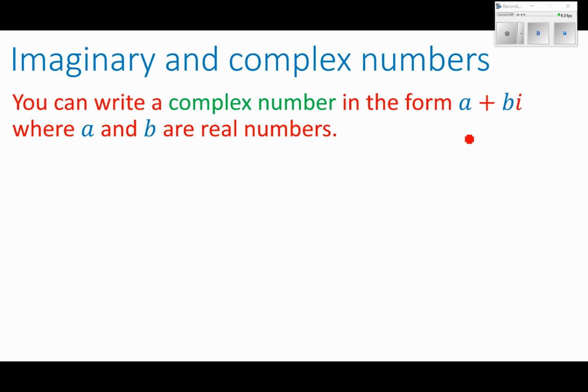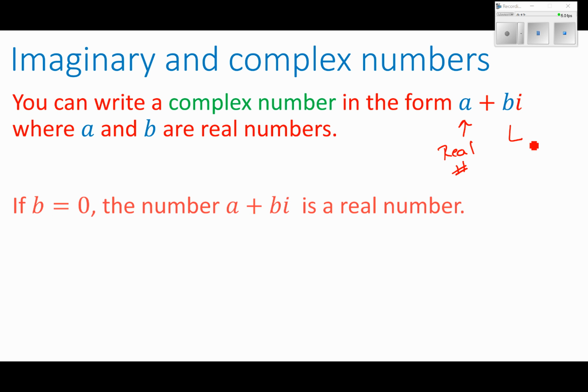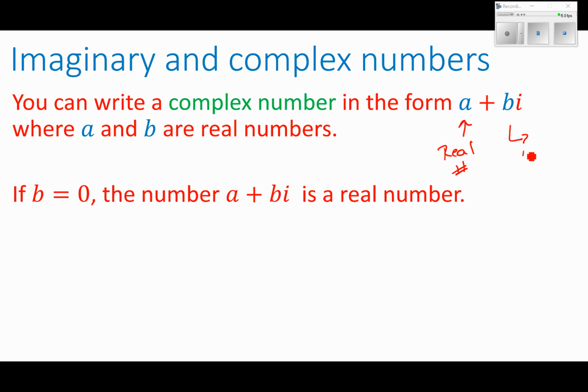And we can become even more specific. This would be a real number. That a, it could be like 5, 7, negative 15. That is a real number. That a represents a real number. This is our imaginary part. Obviously, it has the i in it, so that is the imaginary part.